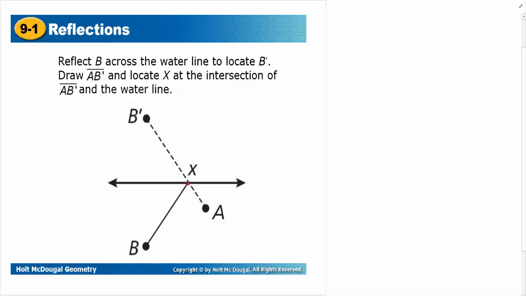So again, this point X is where you want to put that pipe because it's going to create the shortest distance between both of these points. Okay, because again, this would represent the shortest distance from A to B prime, and then you're reflecting that line over here and using that as our two pipes. Okay. All right.